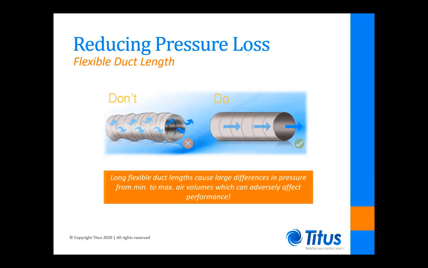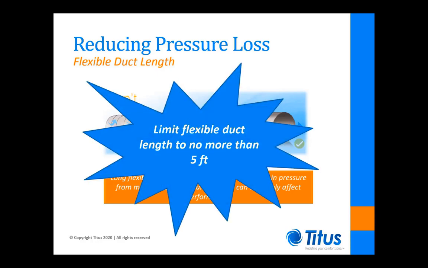Overall, the duct system should be designed with reducing pressure loss in mind. There are several things that can be done to help with this. For example, limiting the length of flexible ducts to 5 feet or less on the diffuser runouts. This will also avoid excessive noise generation at the diffuser.